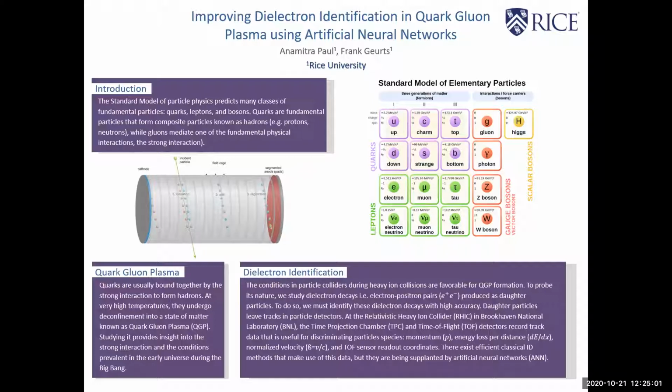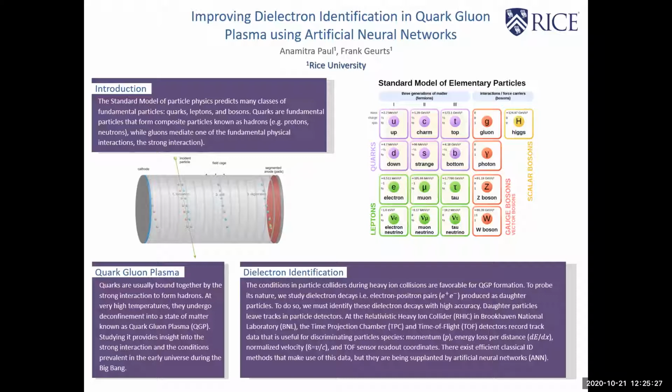According to the standard model of particle physics, fundamental particles known as quarks are bound together by the strong interaction to form hadrons, that is, particles such as protons and neutrons. Above a certain extremely high temperature, these quarks deconfine into a state of matter known as quark gluon plasma, or QGP. We're interested in studying QGP as it provides insights into the strong interaction, as well as the early conditions of the universe during the Big Bang.